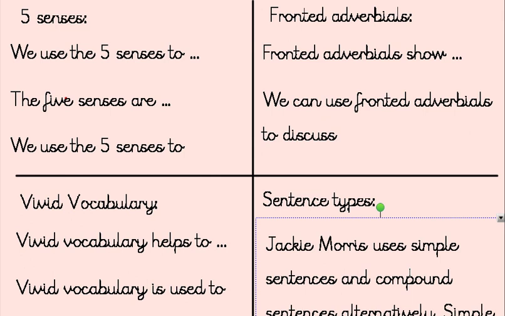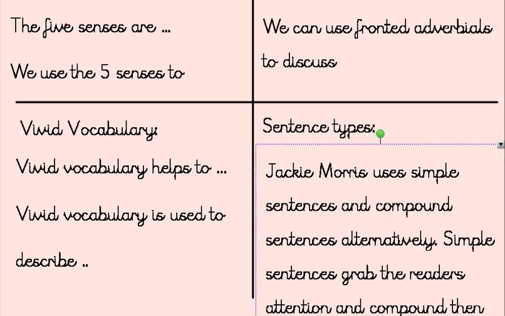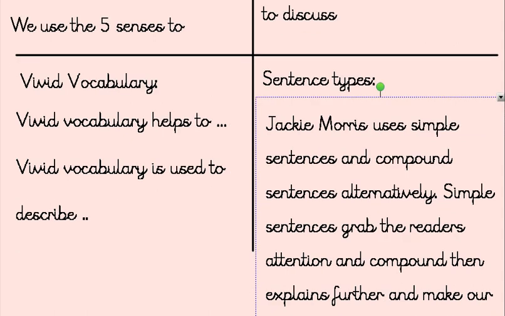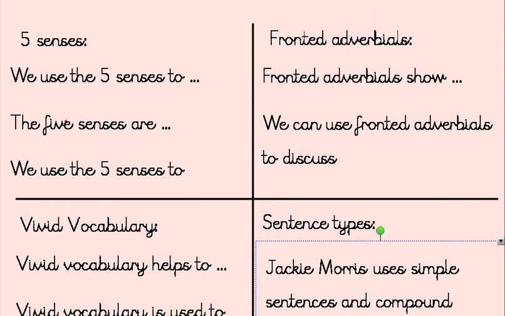And then you're going to tell me what maybe the 5 senses are, or why we can use fronted adverbials to discuss setting, or why we use vivid vocabulary, and how, and maybe some examples. And also, you might tell me not just the two different sentence types that you could use, but you could also tell me the third sentence type you could use, and you could tell me why we use them. So in each section, I want you to write what we've learned today about the 5 senses, fronted adverbials, vivid vocabulary, and different sentence types.